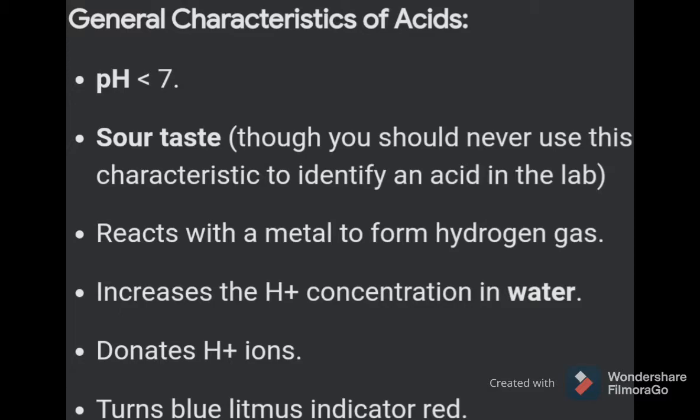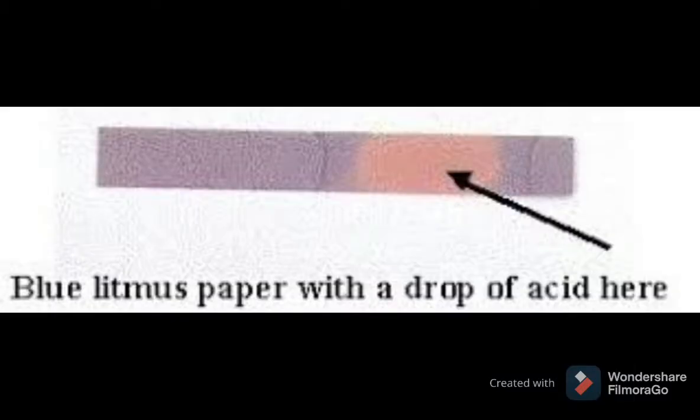Now what is H plus? H plus is the acidic ion that makes a particular solution acidic. It basically means that it will donate hydrogen ions, which is another property of acids. The last property is that they will turn blue litmus paper red. As we can see here, it has turned the blue litmus paper red.